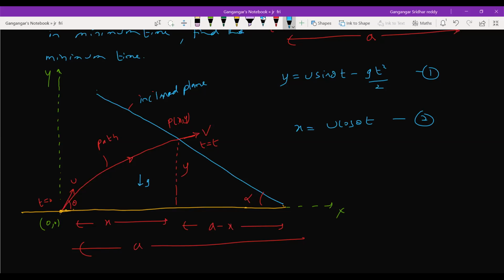This a minus x is there, no? So let me write it in another form. Tan alpha is equal to y by x dash. So x dash is equal to y cot alpha. Therefore a equals x plus x dash.